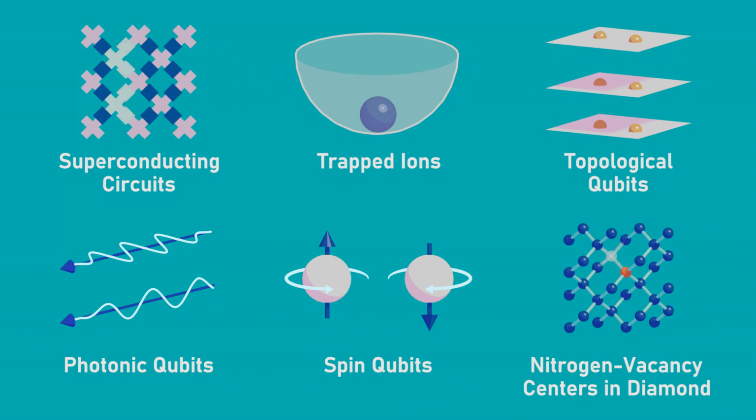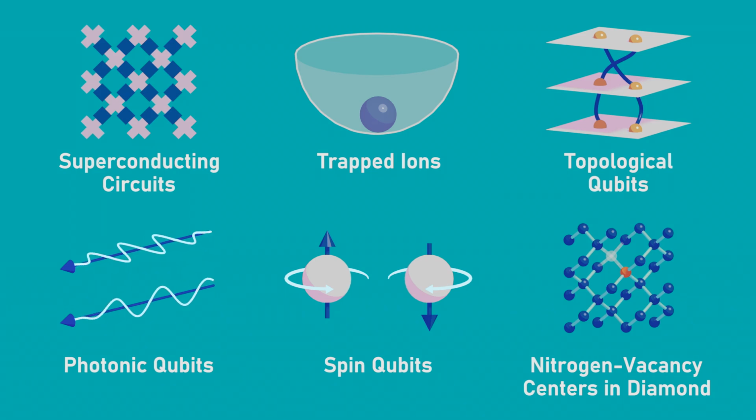Superconducting circuits leverage materials that exhibit superconductivity, meaning they have zero electrical resistance at very low temperatures. These materials form circuits that can represent quantum states. Trapped ions use the electronic states of ions trapped in an electromagnetic field. Individual ions are trapped and manipulated using electromagnetic fields. Topological qubits rely on the properties of topological states of matter and are considered to be more robust against errors.